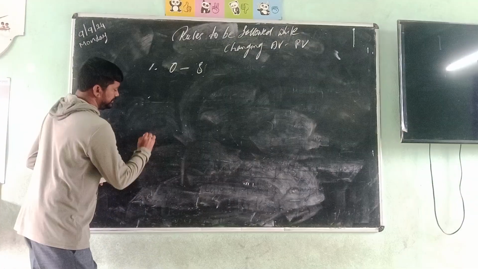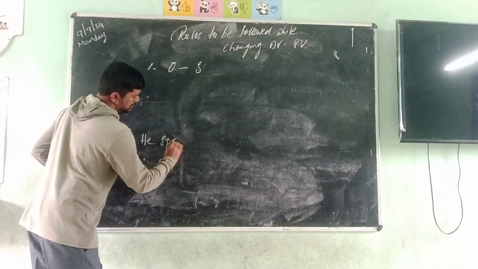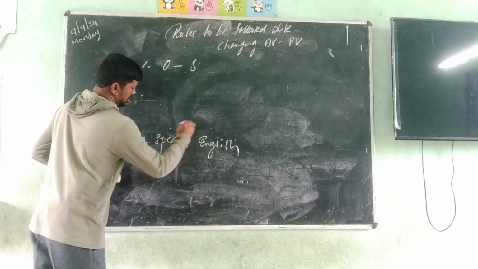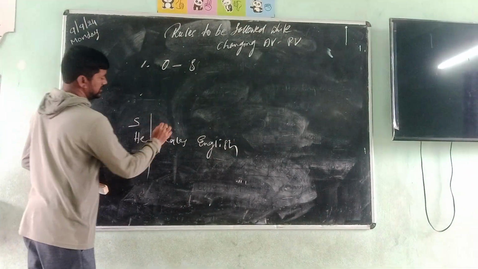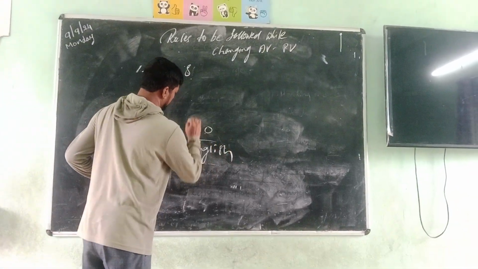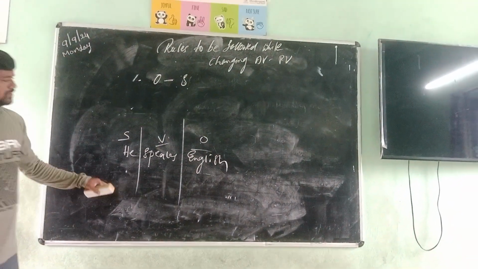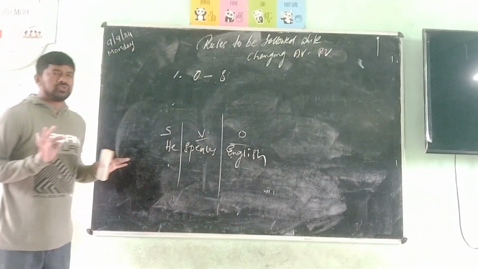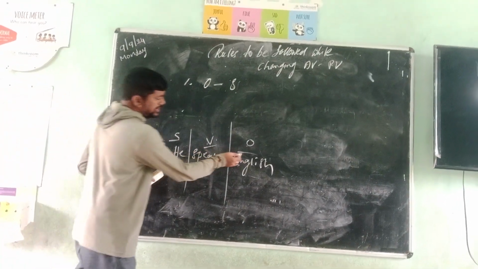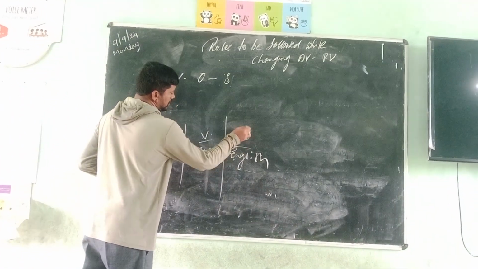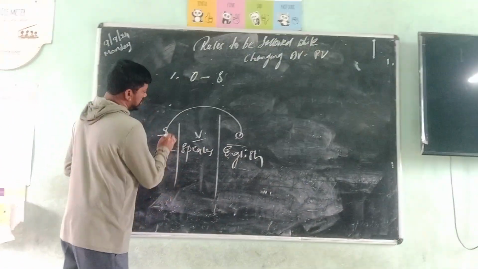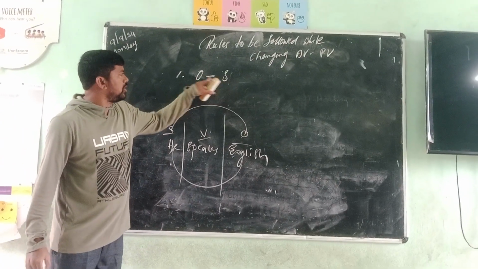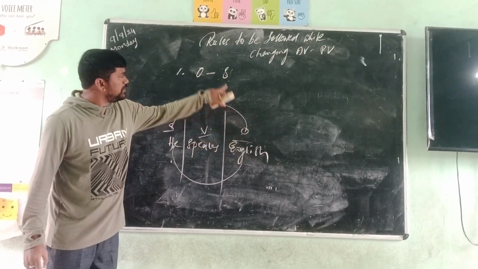See, for example, he speaks English. In this sentence, this is the subject, this is the verb, and this is the object. So what are we trying to do? This is the object. So the first rule to be followed is that the object of AV should be changed into the subject of PV. So this is the first rule. Object of AV should be changed to the subject.